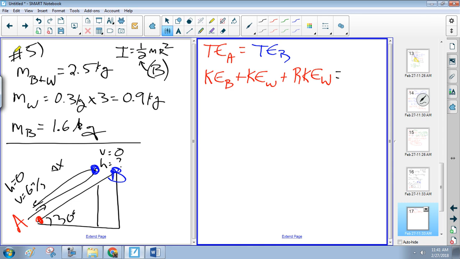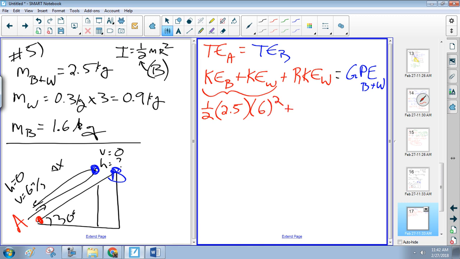Well, at point B, all of our energy is just GPE, right? And that's the GPE of the body and the wheels. Okay? So let's figure this out. So the kinetic energy of the body and the wheels can kind of be combined, right? So that's going to be 1/2 the mass of the body and the wheels, which is 2.5 kilograms, and the velocity is given as 6. Don't forget to square it.